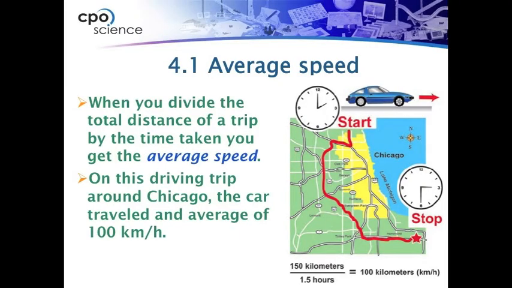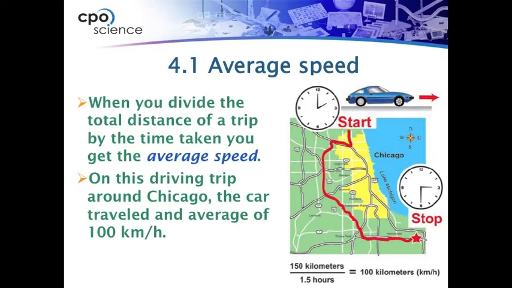So what we just calculated is something known as average speed. There's actually 2 types of speed. The first one is average. When you divide the total distance of a trip by the time that it takes you to get from point A to point B, we call this the average speed, roughly over that time interval how fast you were going.